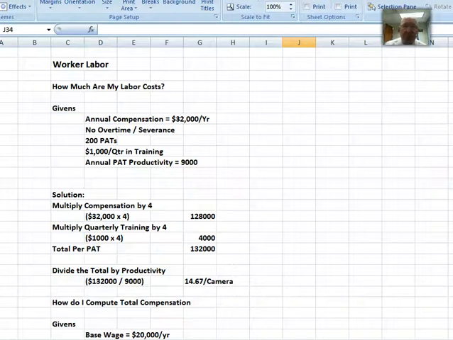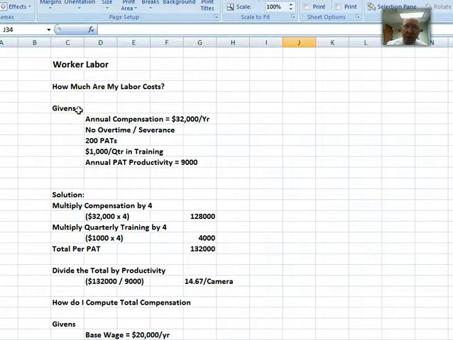I didn't do a particularly good job of explaining the two problems about worker compensation and labor costs in class. So I wanted to take time to put it out on an Excel spreadsheet and walk you through it one more time. The two questions have to do with worker costs and how that factors into the cost of manufacturing. The first question is, what are my labor costs per camera?